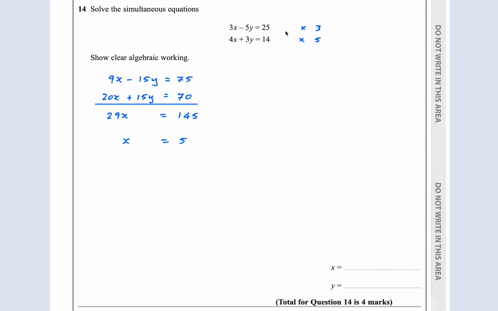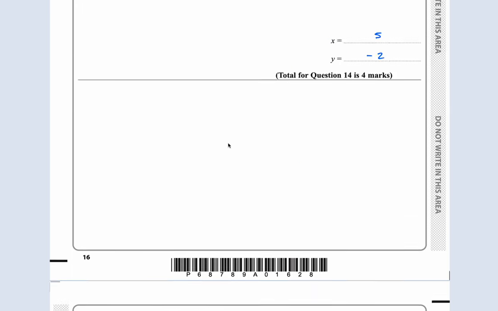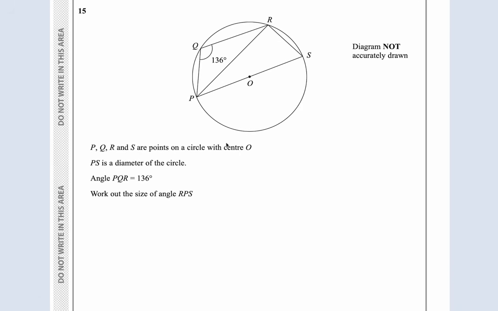And then I'm just going to sub into equation 2. 4x plus 3y equals 14. 4 times 5, x is now 5, plus 3y equals 14. 20 plus 3y equals 14. 3y equals 14 minus 20, which is negative 6. And y is equal to negative 6 divided by 3, which is negative 2. X is 5. Y is negative 2. Okay, question 15.